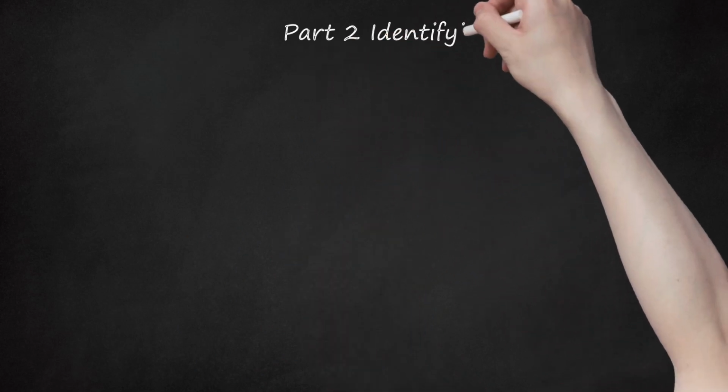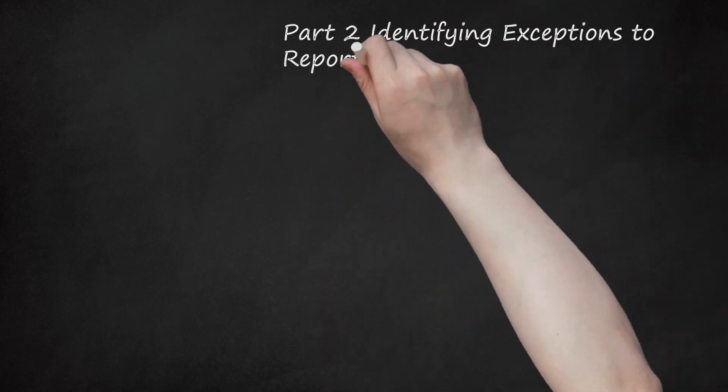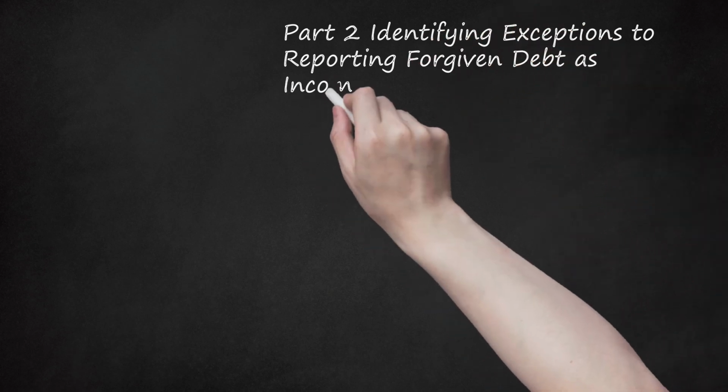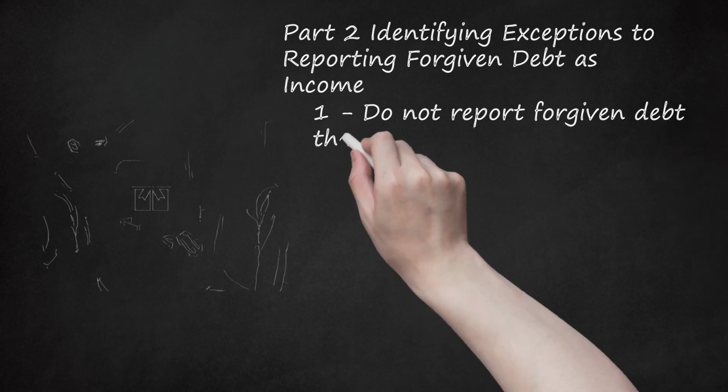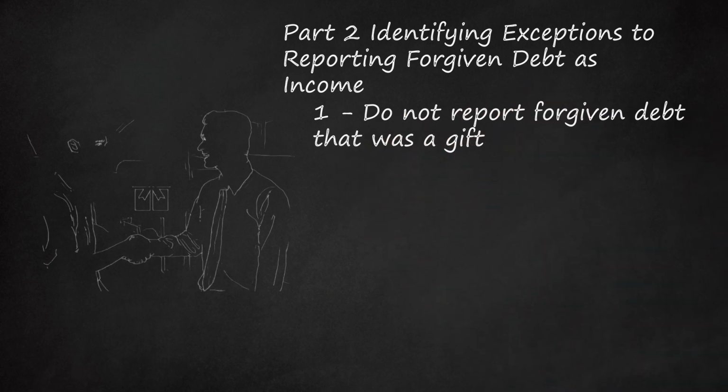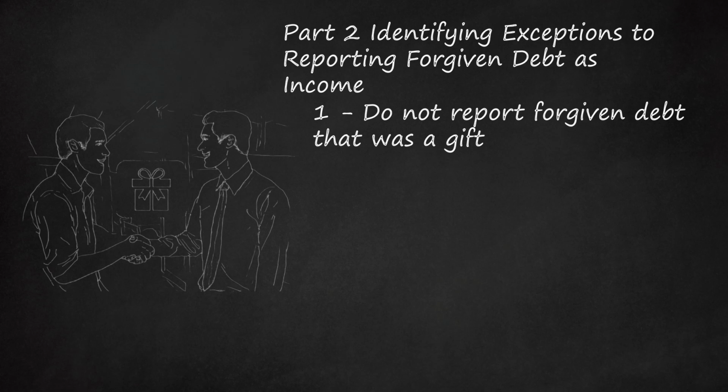Part 2. Identifying exceptions to reporting forgiven debt as income. 1. Do not report forgiven debt that was a gift. If the cancellation of a debt was intended to be a gift, then you do not have to report it as income. This definition of gift also includes an inheritance or bequest. There is no formal definition of gift for this purpose.